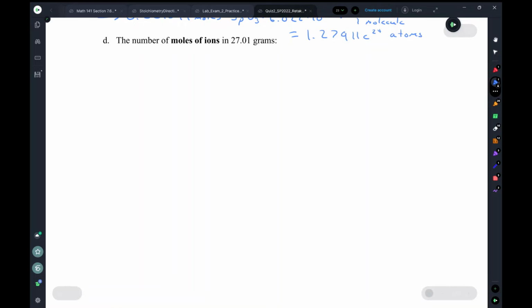And lastly, in part D of the question, when attempting to find the number of moles of ions within 27.01 grams, it's very similar to the last problem. Though when finding moles of ions, we're simply going to skip converting to molecules and go from moles times the amount of ions within one molecule. So we can set it up as so.